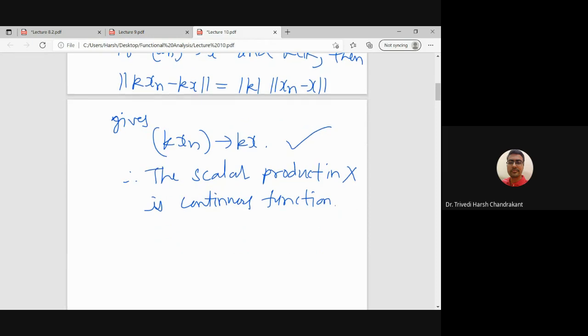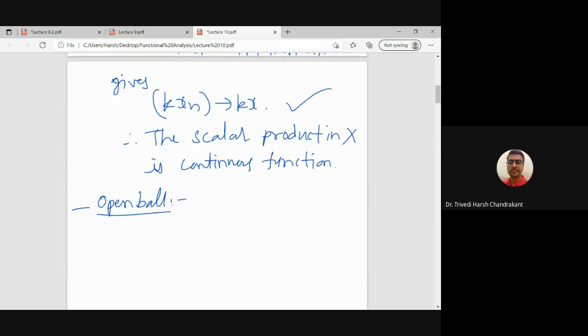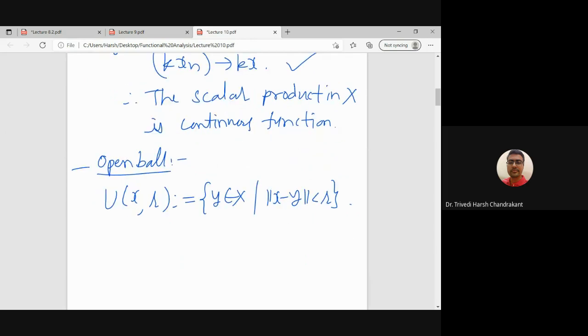Okay, and then if we know that we have a norm, then we have already defined the open ball. So that is U(x, r), the open ball about x of radius r, that is, y belongs to X such that norm of x minus y is less than r. So this is the open ball about x of radius r.